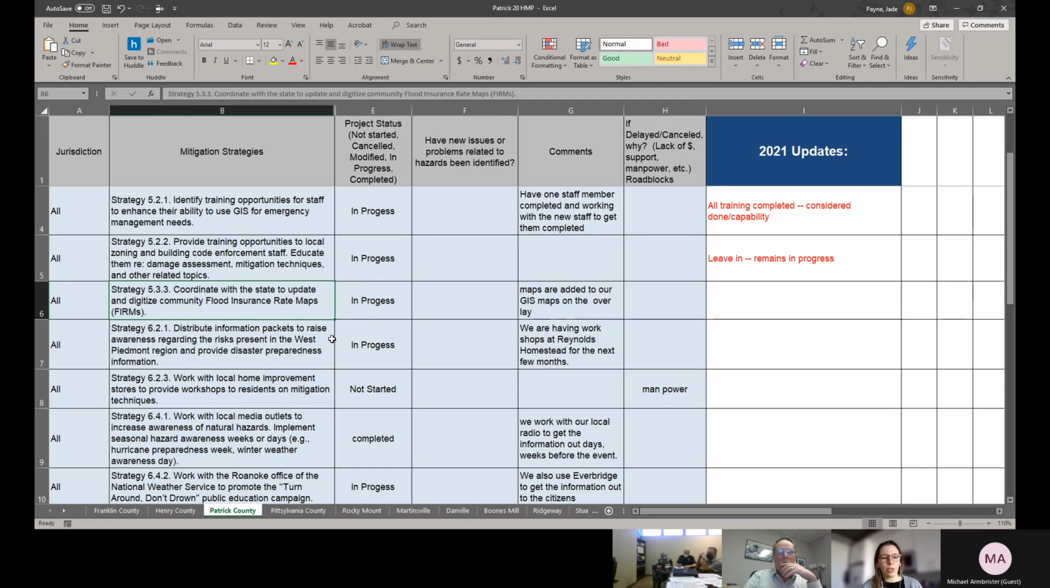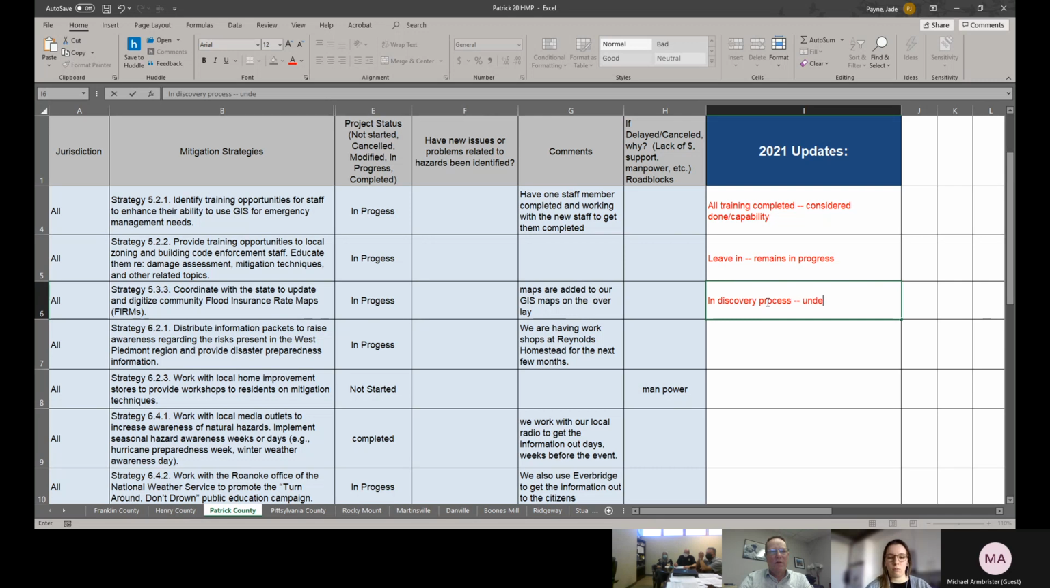Strategy 5.3.3, coordinate with the state to update and digitize community flood insurance rate maps. Maps are added to our GIS maps on the overlay. And we had mentioned that we're in the discovery process of updating these. I would call it underway, and hopefully we can check it off as complete in 5 years.